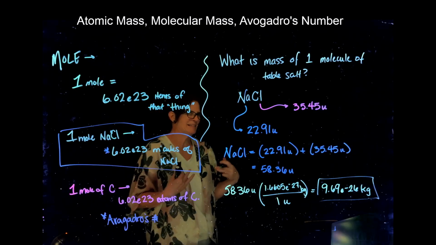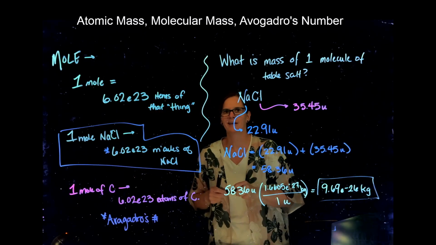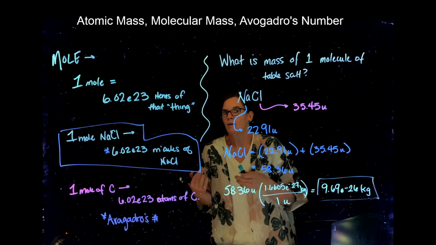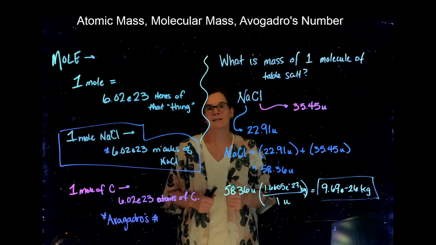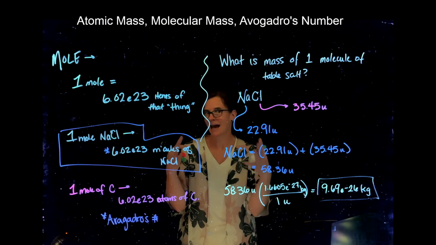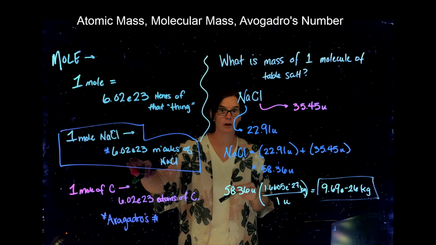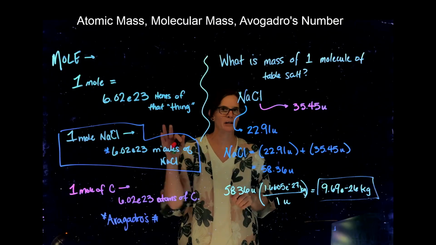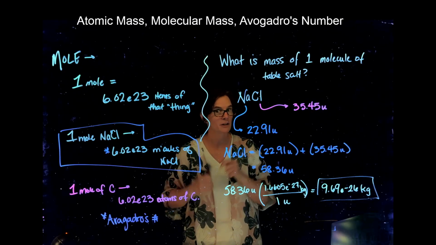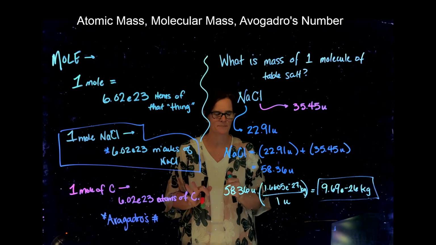And it's not specific to atoms or ions or molecules. A mole of cats is going to be 6.02 times 10 to the 23rd cats. It's just a relationship to describe a very big number in a much more manageable way, okay?